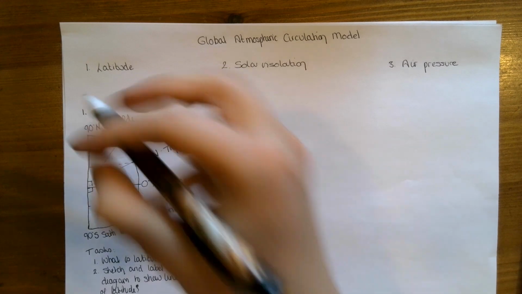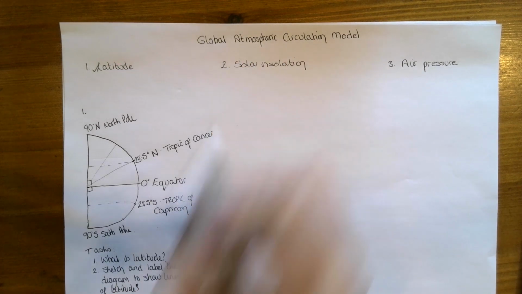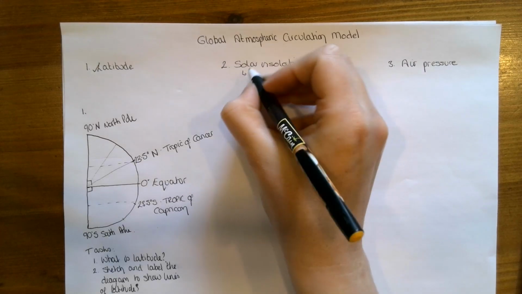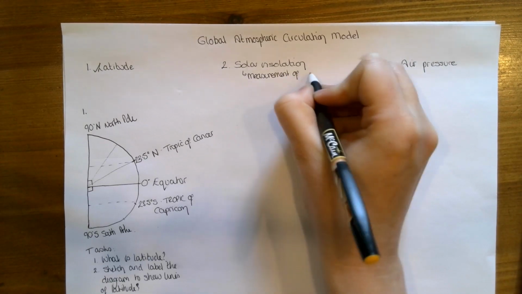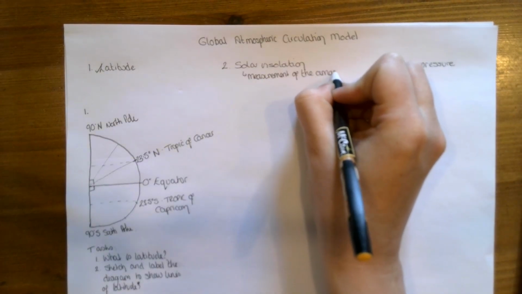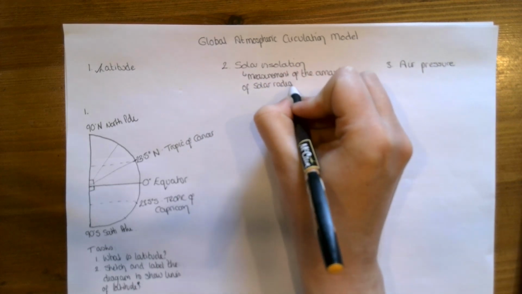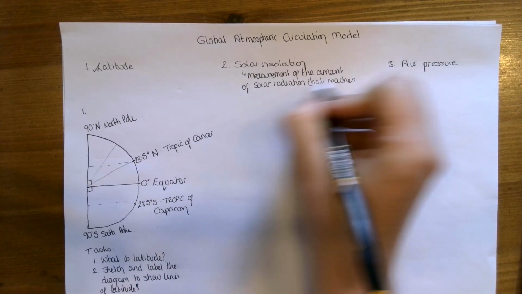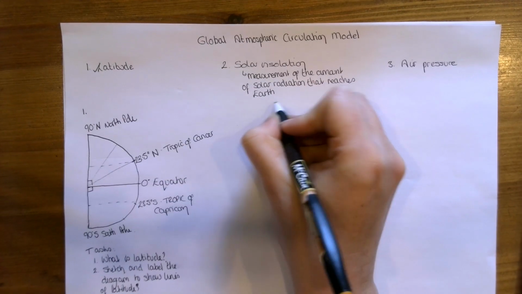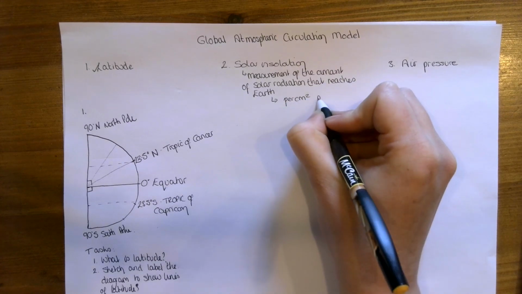Fantastic. So you've completed task 1. We've looked at what latitude is. We're now moving on to look at solar insolation. So this is solar, the sun, and in particular, it's a measurement of the amount of solar radiation that reaches Earth from the sun. And because it's a measurement, we need to know how to measure it. And it's measured per centimetre squared per minute.